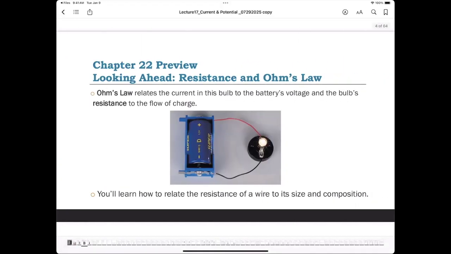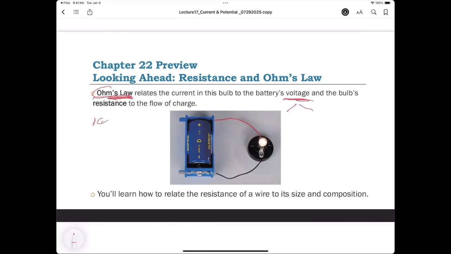And then we will talk about resistance and Ohm's law. Ohm's law relates the current in this bulb to the battery's voltage, which is the electric potential difference, and the bulb's resistance to the flow of charge. Ohm's law just represents the relationship between current, voltage, and resistance. I will talk about what resistance is later. You will learn how to relate the resistance of a wire to its size and composition.